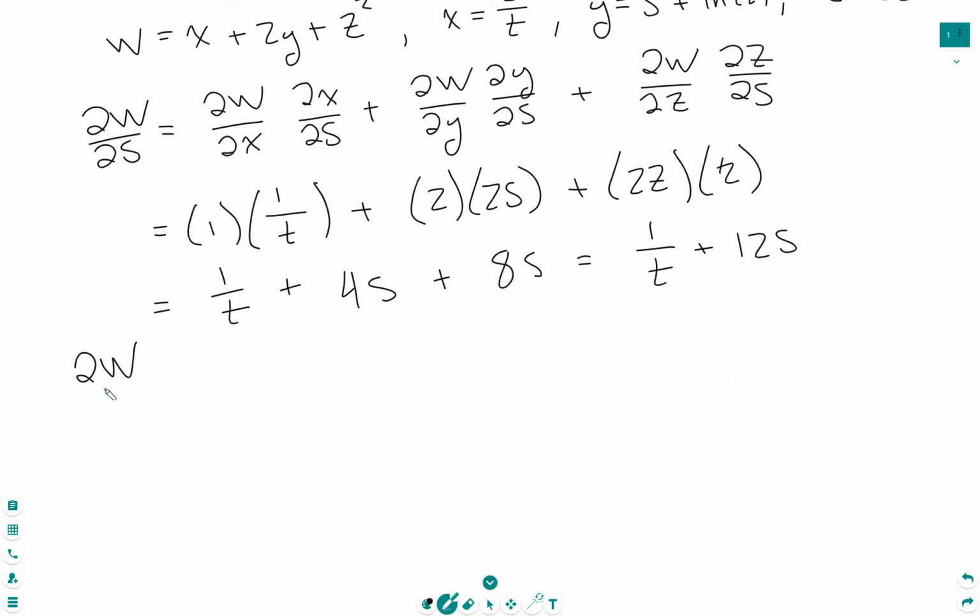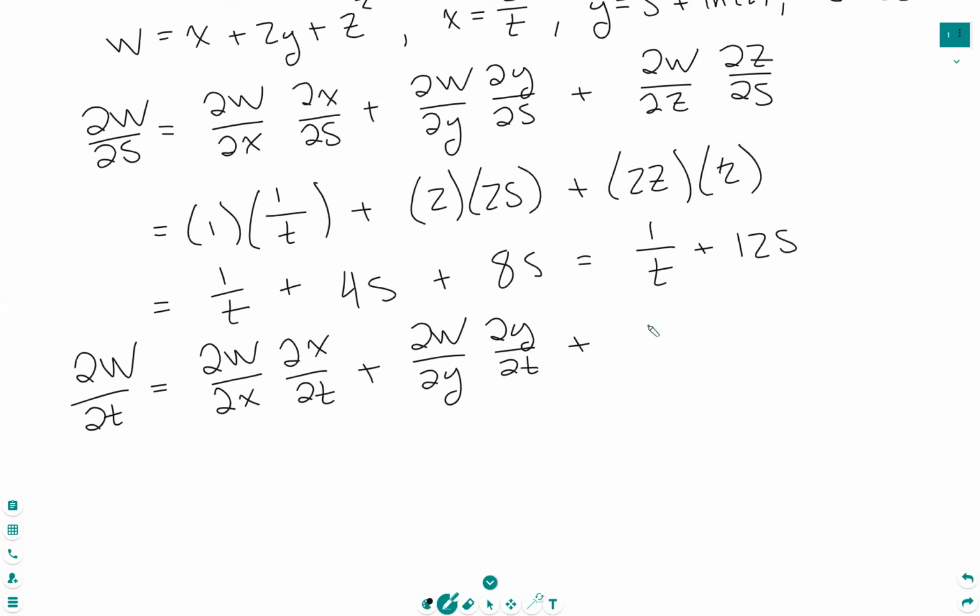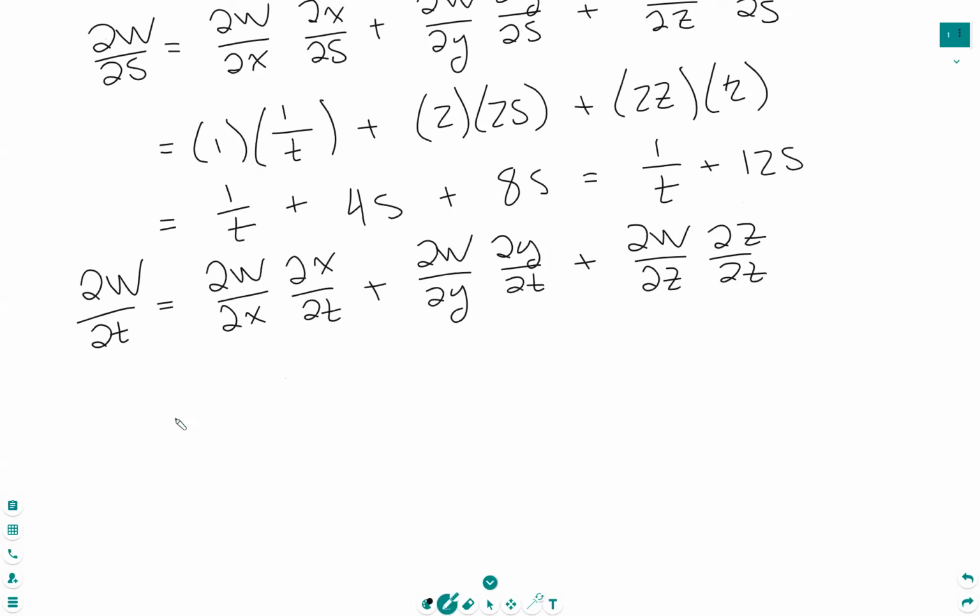So now let's do partial w, partial t. So let's quickly scribble down the definition. This also gives us practice of trying to see if we can do this offhand. Okay, so now we need partial w, partial x. Again, this is just going to be a 1. Then we have partial x, partial t. In this case, we have negative s over t squared.